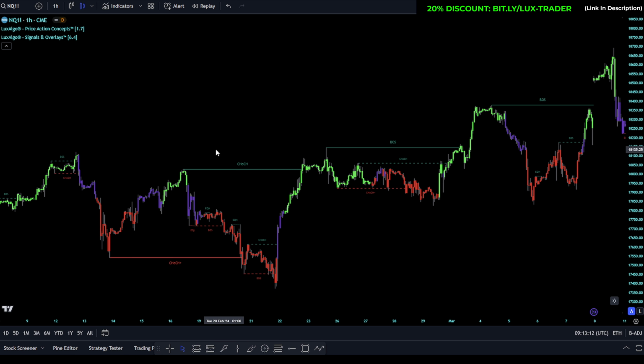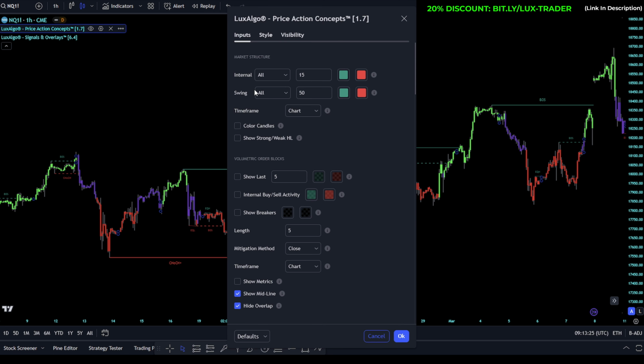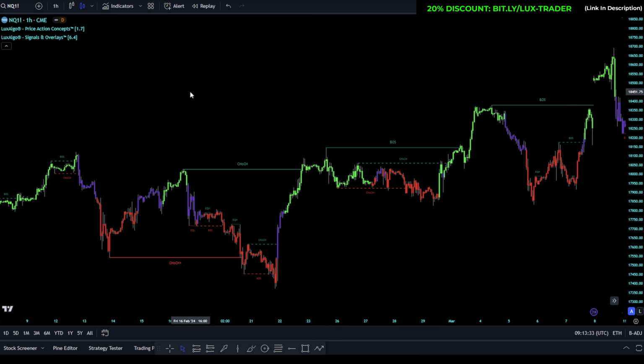Following that, we observe a CHoCH highlighted with a solid line, indicating a swing market structure. The solid lines are swing market structures, using a higher look-back period to be detected. If you open your settings, the internal market structure uses a look-back period of 5 to detect a market structure, but the swing market structure uses a look-back period of 50 candles to detect a market structure.